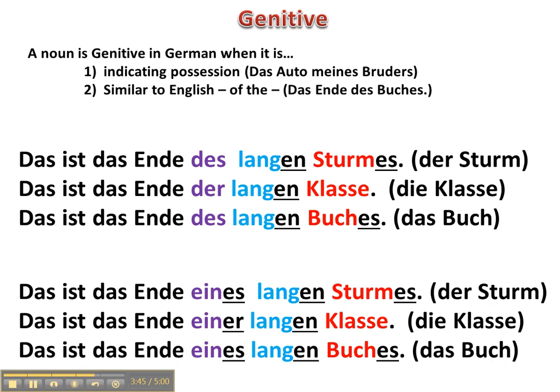Here we have ein, so I'm taking the es, adding it onto ein, making it eines. I'm still keeping the en ending on the adjective, and the noun following adds an es, or an s in this case, since it's one syllable long, an es.